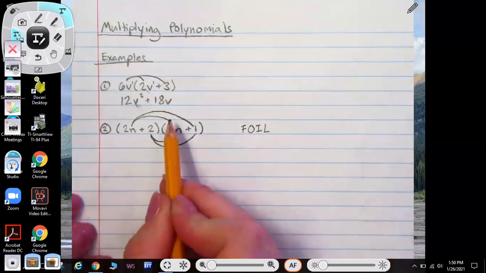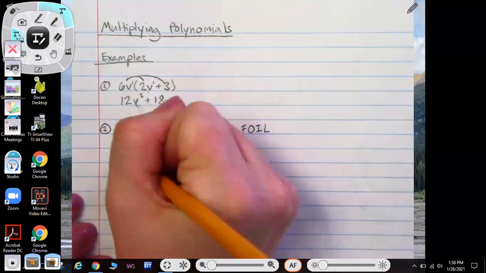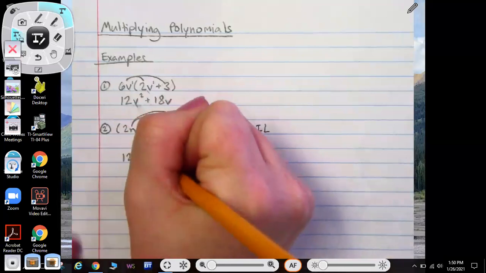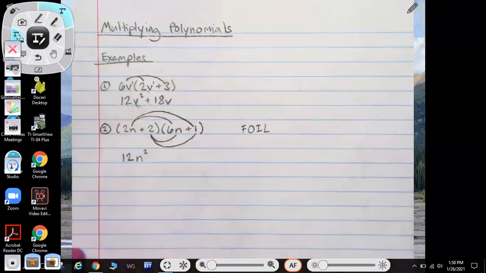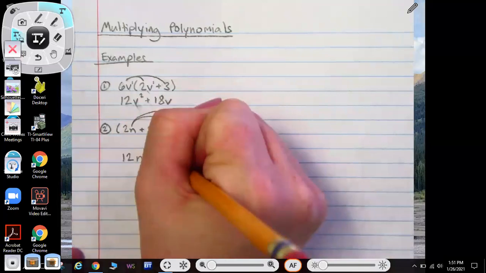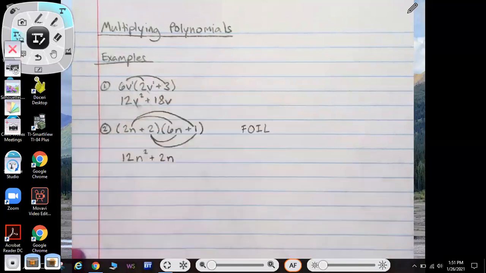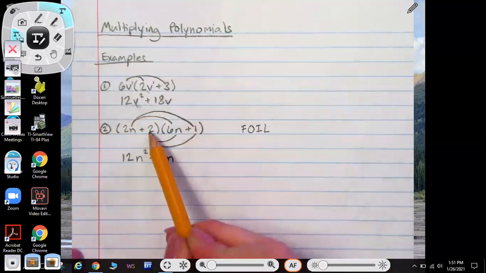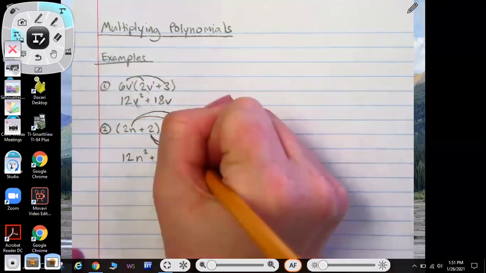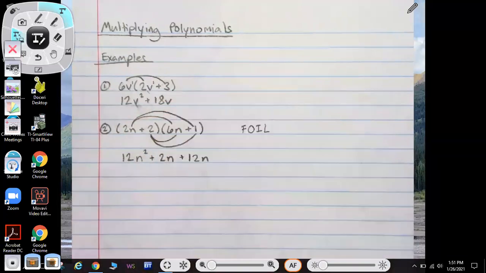2n times 6n. 2 times 6 is 12. n times n is n squared. And then 2n times 1 is 2n. 2 times 6n is 12n. And 2 times 1 is 2.